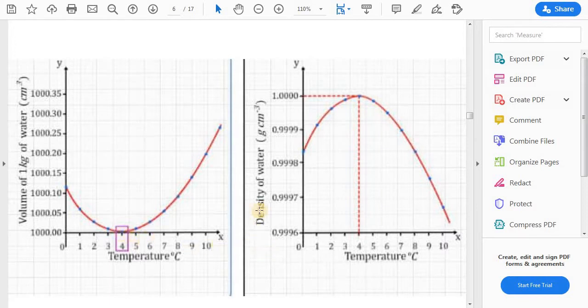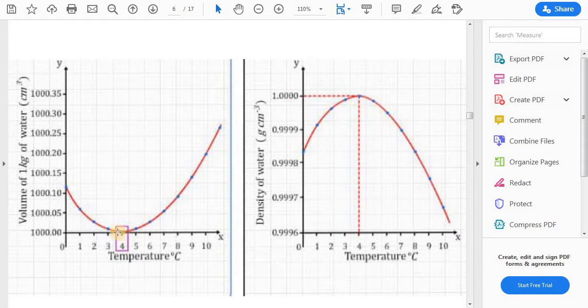And then if you consider the density at 4 degrees Celsius temperature, it is the highest. Maximum density at 4 degrees Celsius and minimum volume at 4 degrees Celsius. So when we cool, it first contracts its volume. See, if you cool from 10 degrees Celsius temperature, it first contracts its volume. Now at 4 degrees Celsius, it is having the minimum volume.